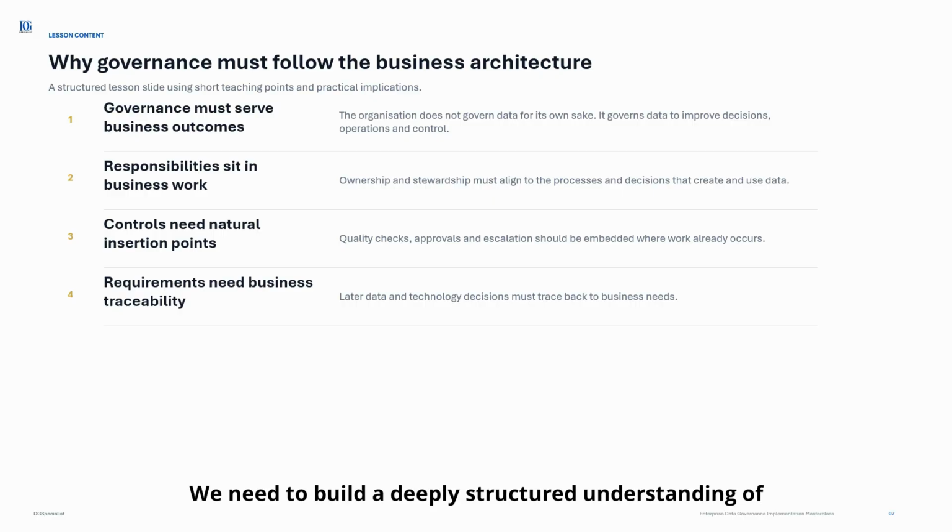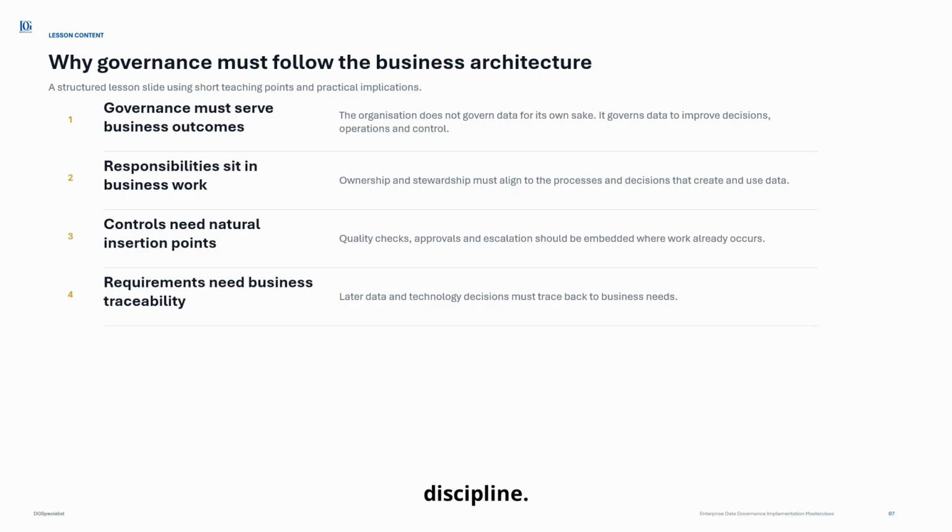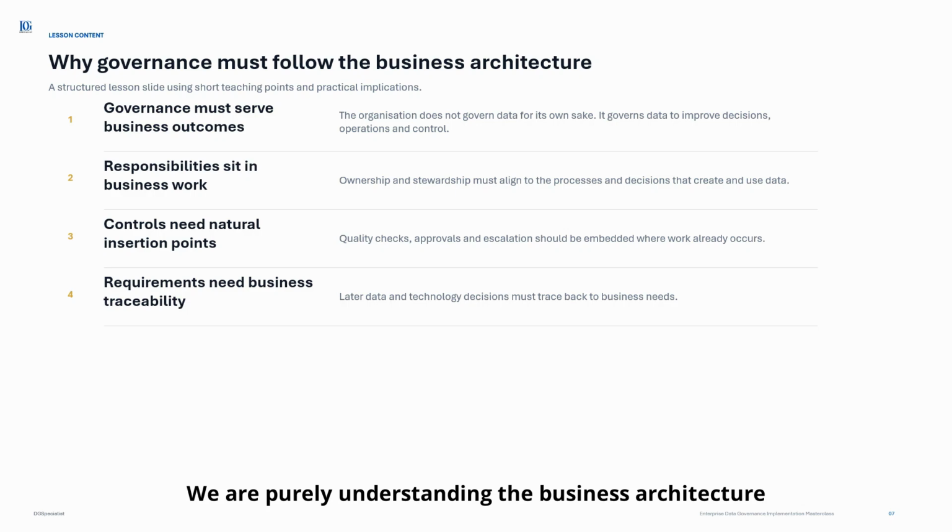We need to build a deeply structured understanding of this concept and its business architecture implications. Once again, bring yourself back to the Phase B discipline. No data architecture design yet, no tool selection, and no full implementation roadmaps. We are purely understanding the business architecture that our governance must serve. Let's walk through the core reasons one by one.